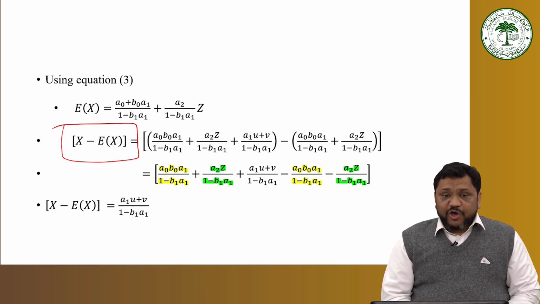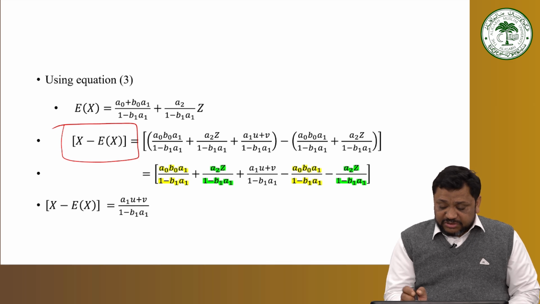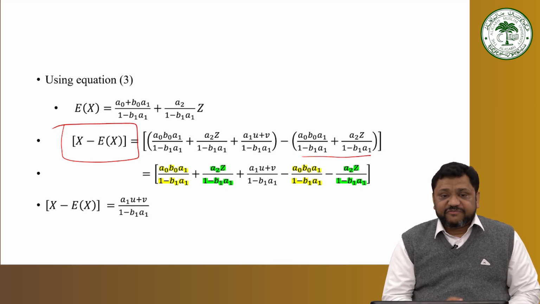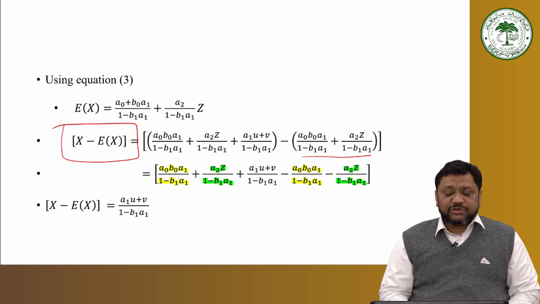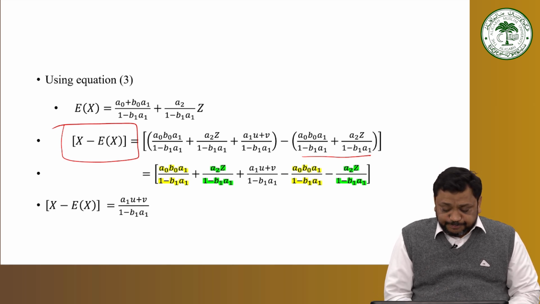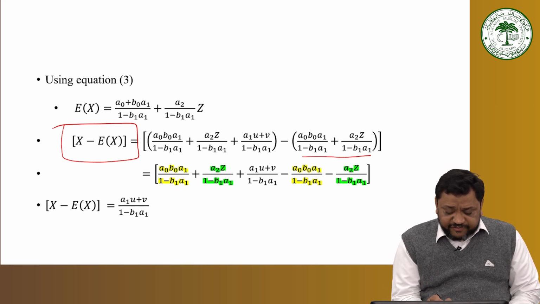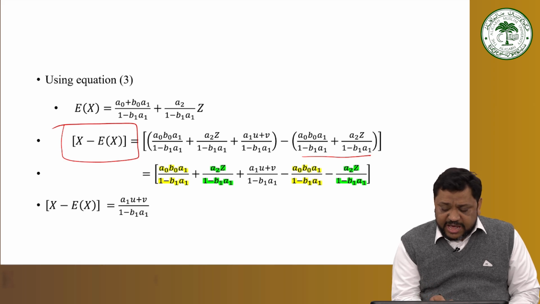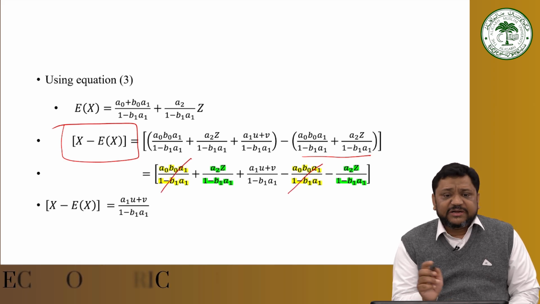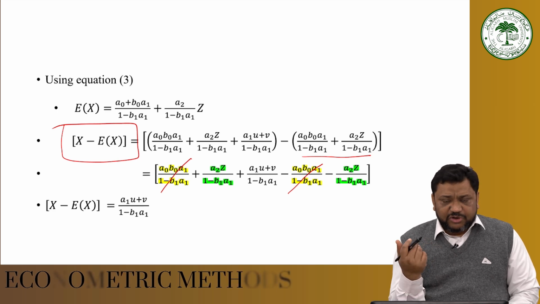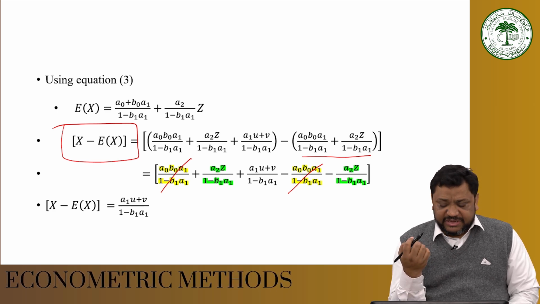Now when we open the bracket, the sign would change of the expected value of x. So both the terms become minus. When we open the brackets, we find that the first term, which is highlighted in yellow, and the other term, also highlighted in yellow, are the same but with opposite signs, so they can be cancelled.